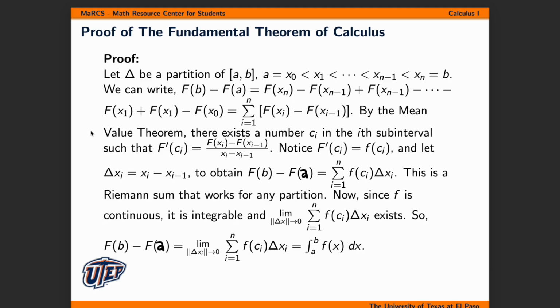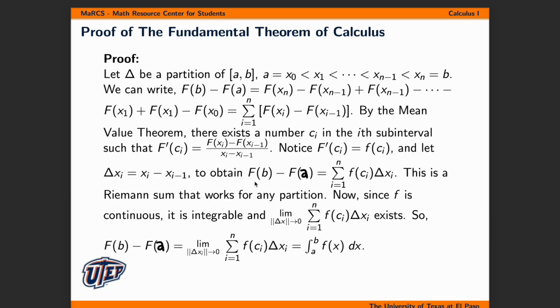By the mean value theorem, there exists a number c i in the ith subinterval such that the derivative of our antiderivative, F prime of c i, will be equal to our antiderivative evaluated at x i minus our antiderivative evaluated at x i minus 1, divided by x i minus x i minus 1. We notice that the derivative of our antiderivative at c i is equal to our function f evaluated at c i. And we let delta x i be equal to x i minus x i minus 1.